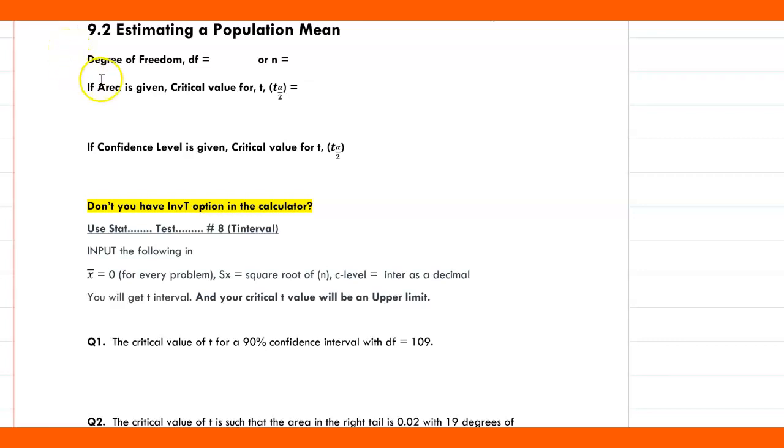Okay, next topic, section 8.2, estimating population mean. The population mean, do you guys remember the symbol for population mean we used in the previous section? I think in chapter 8. What is the population mean symbol? If you don't remember, I'm going to write it down for you.